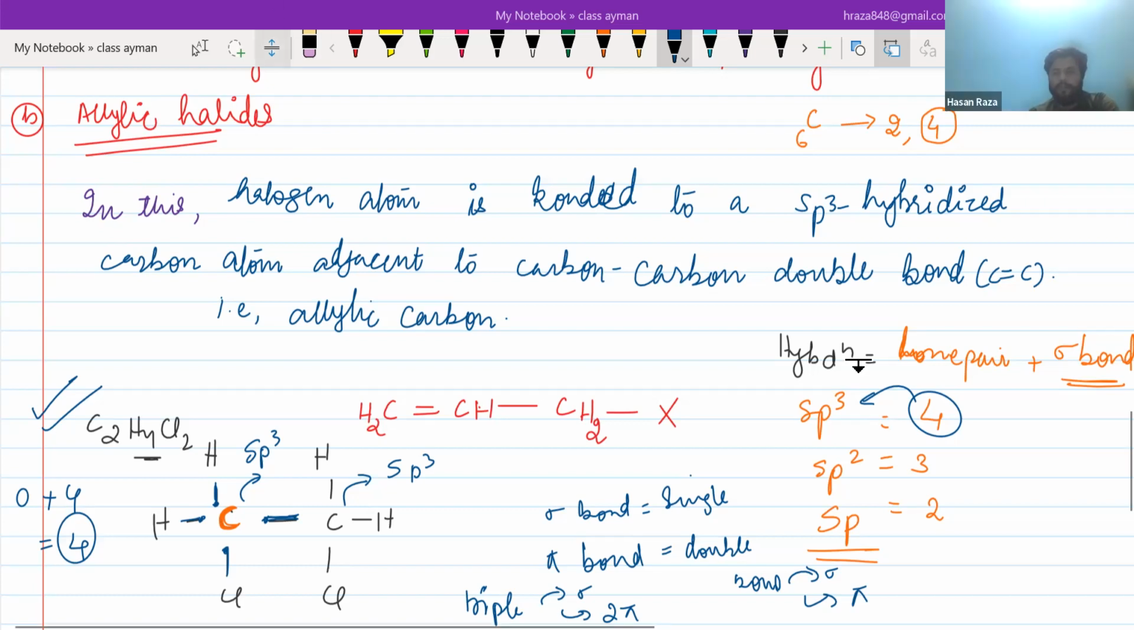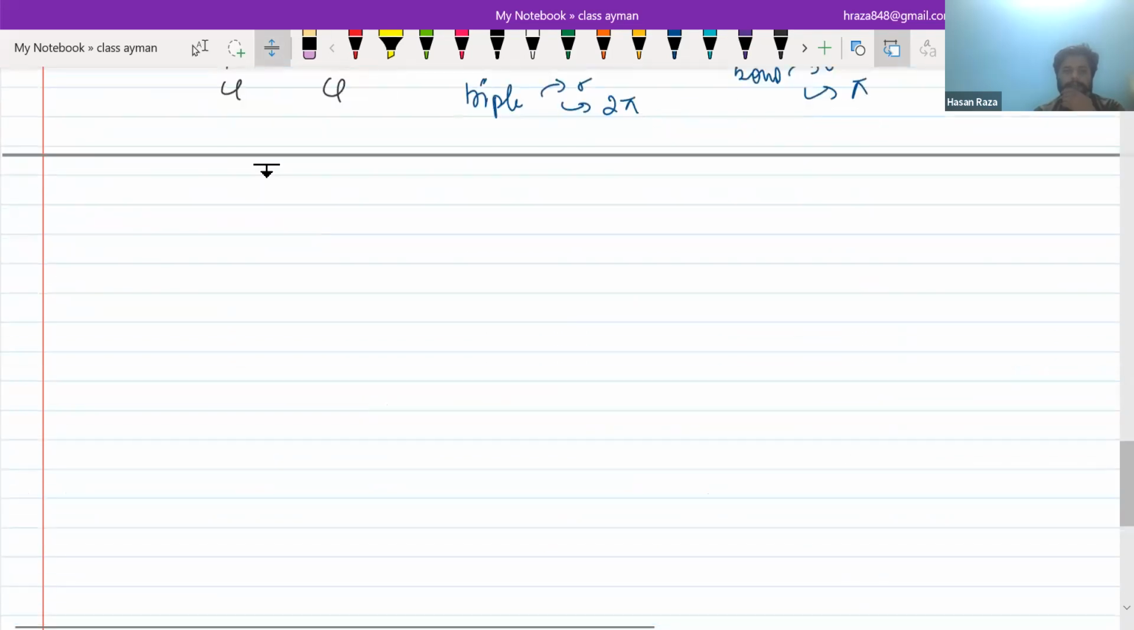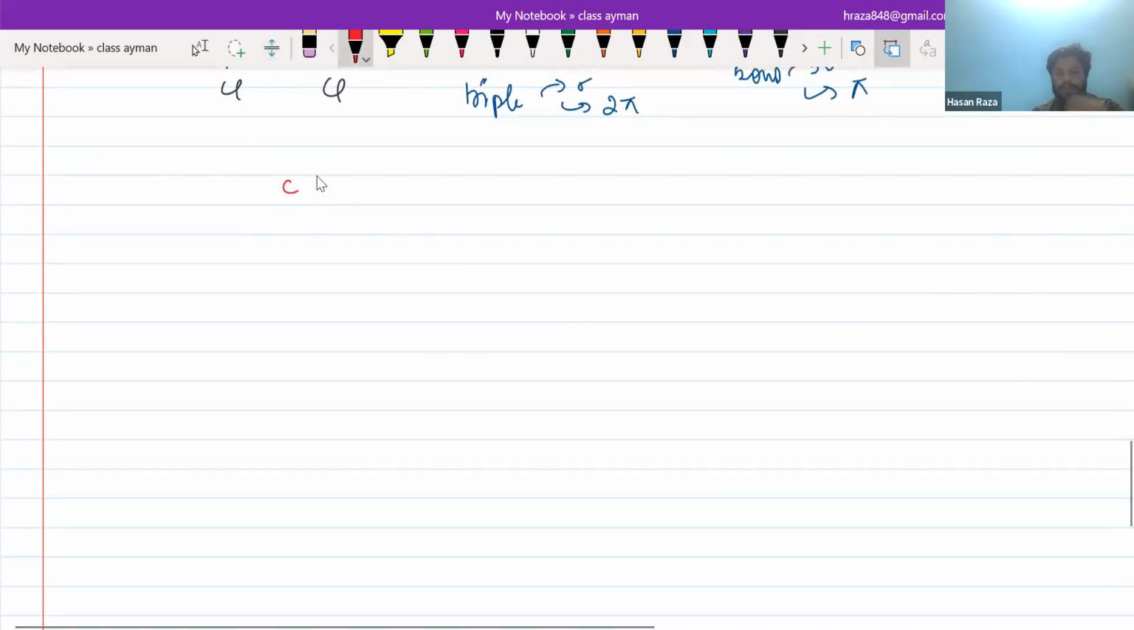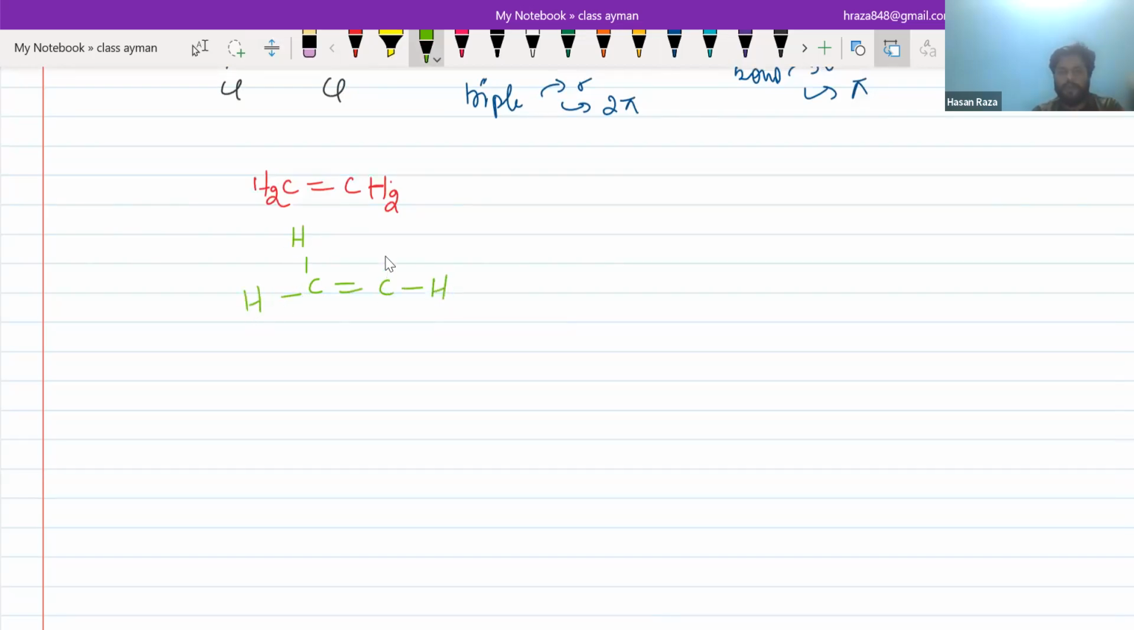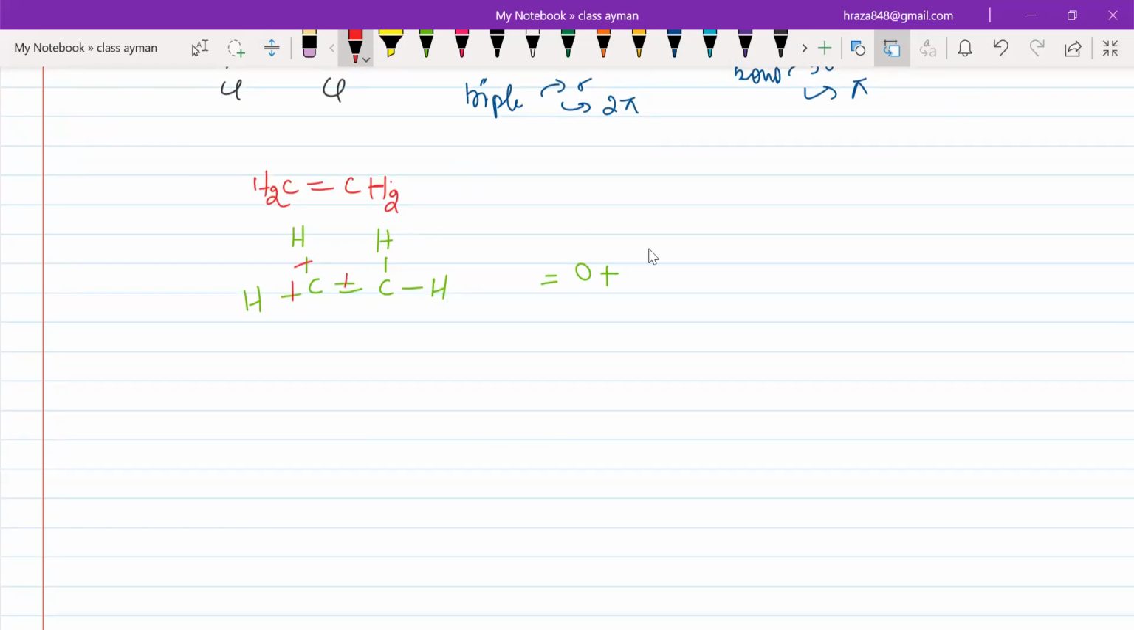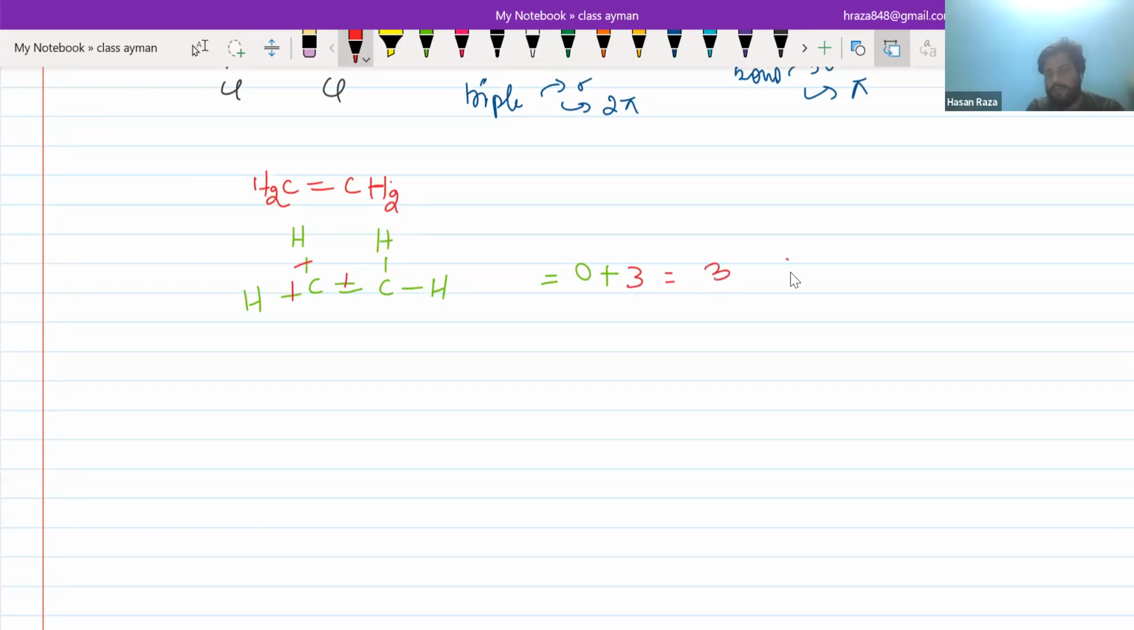Now see, what I was saying is that if you have a single bond, you have already seen. Now this is CH2 double bond C, and then suppose CH. Now you can see this is a double bond, this is H, this is H. There is no lone pair, so lone pair is zero. And how many sigma bonds does it have? 1, 2, 3. In a double bond, one is sigma and one is pi. For hybridization, we just take lone pair plus sigma bond. So sigma bond is 3. The sum is 3, that means sp2.